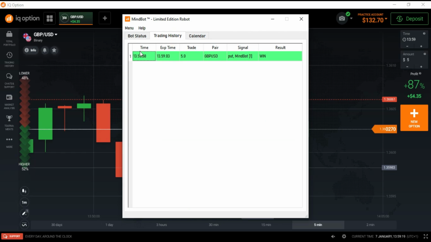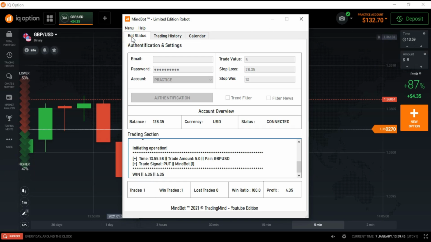So our trading history is showing us the entry point and the exit time, so the expiration time, when the trade was closed. So as you guys can see, it's almost the same time. The trade amount was 5, the pair was GBP USD, and the signal was put, and the result was a winning shot. So our balance is 132, as you guys can see, and let's wait for the next trade to show.